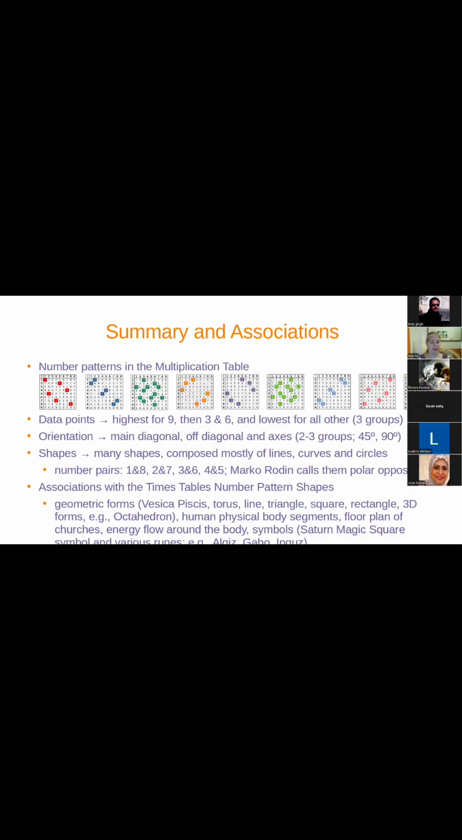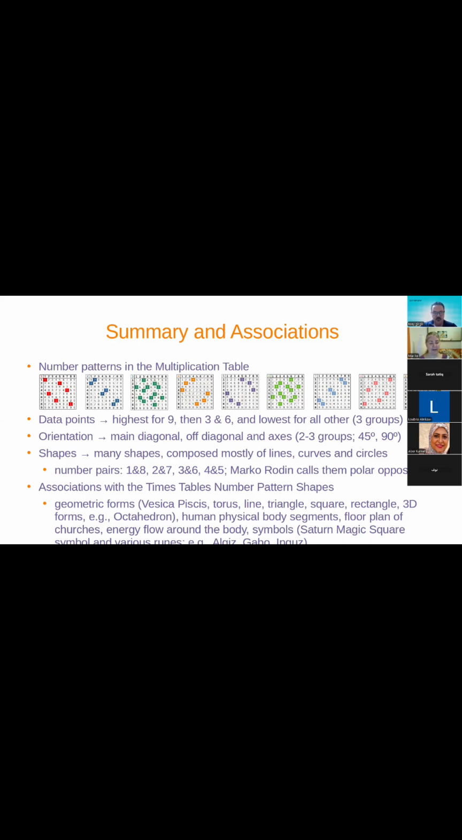Then shapes, there are many shapes that correspond with these number patterns. And I showed you before that there are number pairs, 1 and 8, 2 and 7, 3 and 6, and 4 and 5. Marko Rodin calls them polar opposites, but he didn't talk about them in those number pattern squares that I do. He talks about their relationship in another way. And then we have associations with timetable number pattern shapes.